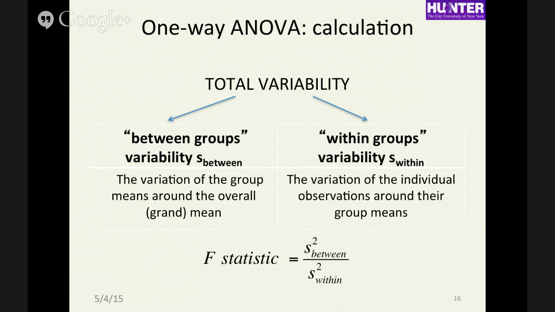So S squared is the variance, where S is the standard deviation. Yes, in this formula, S between is the between sample standard deviation estimated from the samples, and S within is the within sample standard deviation. You square those standard deviations, take the ratio, that's your F statistic.